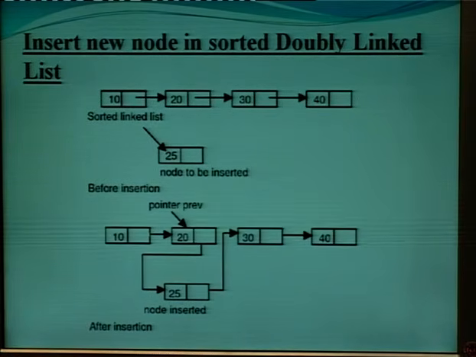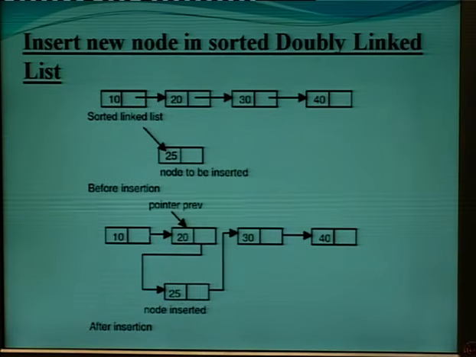Now, insert a new node in a sorted doubly linked list. Sorted linked lists are those for which the element values are in successor or predecessor order, as in the diagram: 10, 20, 30, 40. After 10, 20 is larger, then 30 is larger and 40 is larger. So these types of lists are sorted lists.